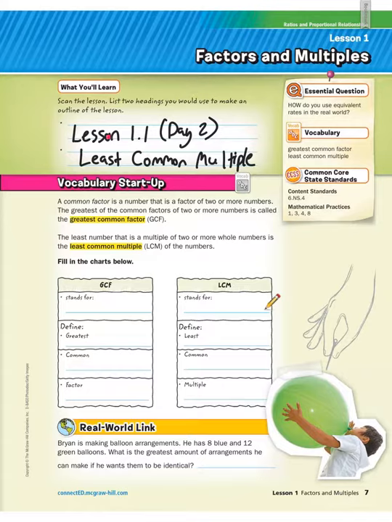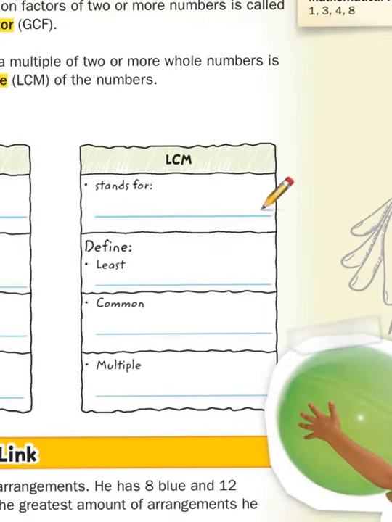So first off, today we're focusing on least common multiple. Yesterday, we did greatest common factor, so if you were absent, you should have watched that video. So today we're going to start with least common multiple. So let's read this part right here. It says the least number that is a multiple of 2 or more whole numbers is the least common multiple. Now I don't know about you, but I don't really understand what that means because they use complicated language. So let's zoom in here and we're going to take some notes in this graphic organizer.